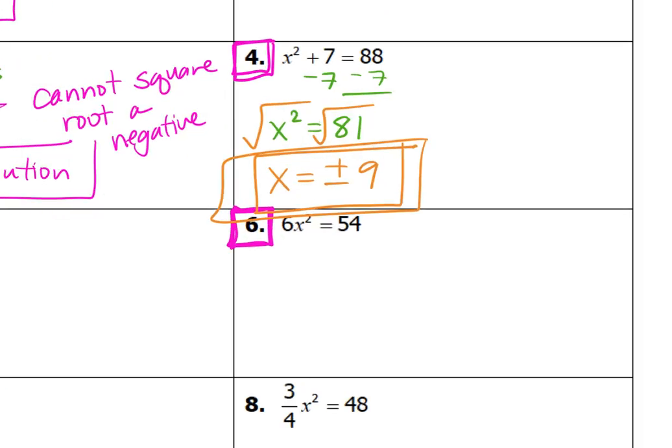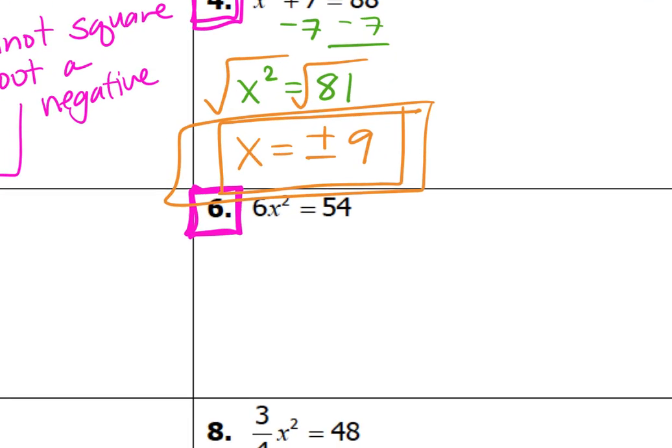Okay? Go down to number 6, because this one is different. But you guys know how to isolate this. How do you get 6x squared to just be x squared? You divide by 6. This is multiplication, so do the inverse. Divide by 6. So now it's x squared equals 9.